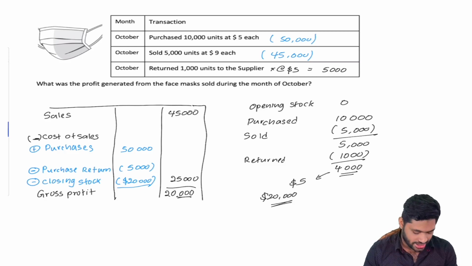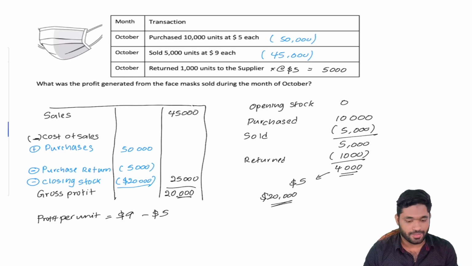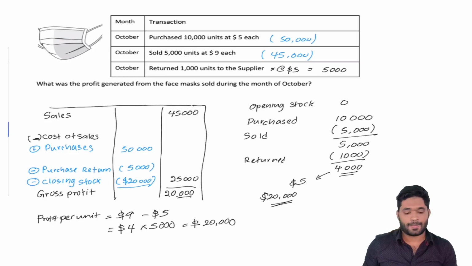Okay, so you can cross check this. The profit per unit: your revenue was 9 per unit. The cost of a unit was 5. So the profit per unit was $4. You sold 5,000 units. So you should create a gross profit of 20,000. Right? So this is the answer for the second illustration.